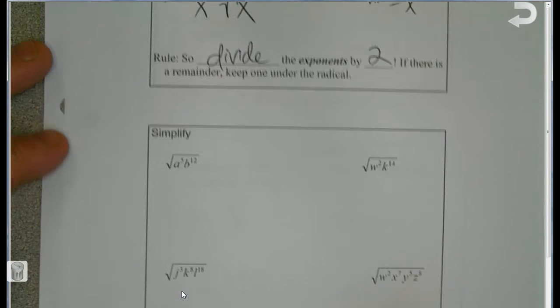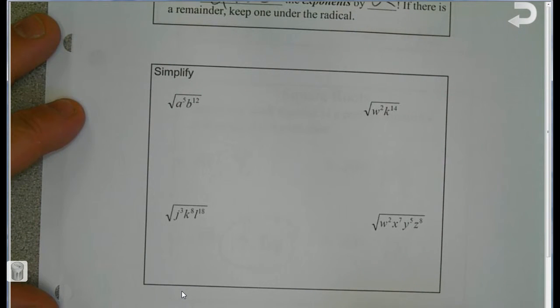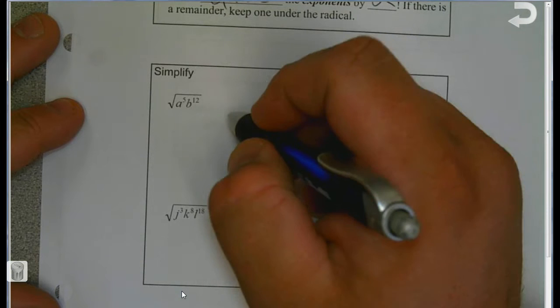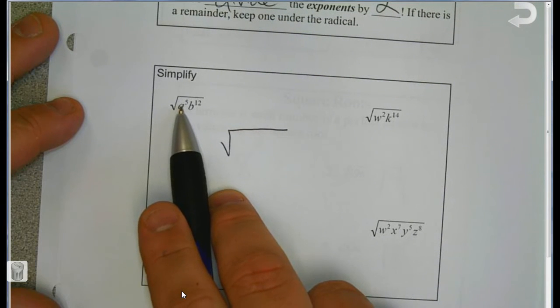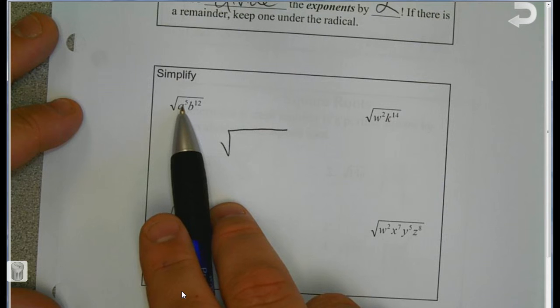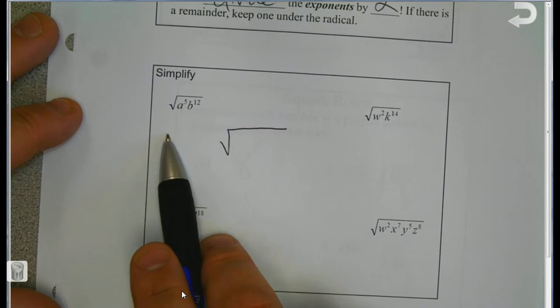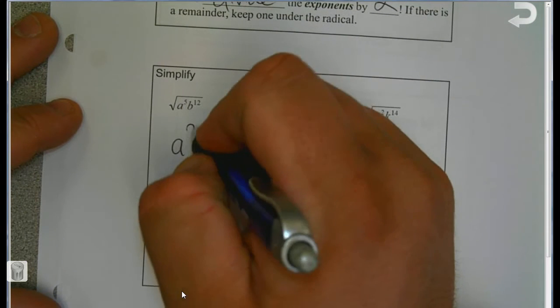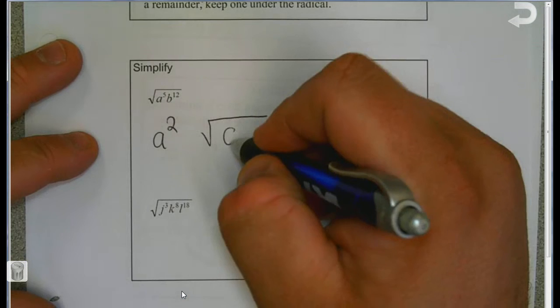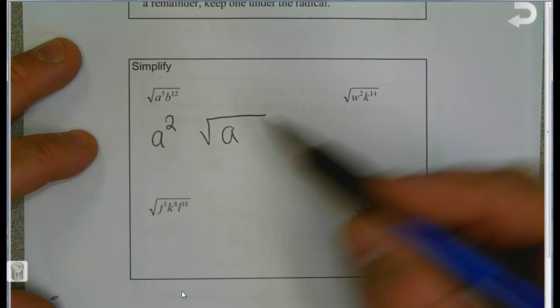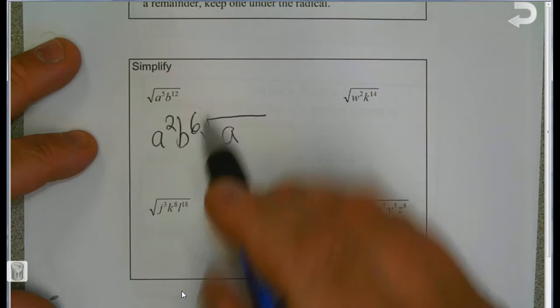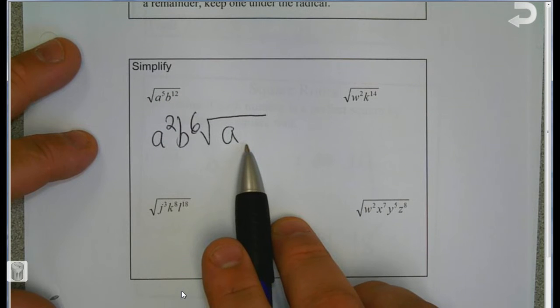So let's apply that to this situation. We're going to put our radical. We have an odd exponent, so we know we're going to have something left under the radical. But a to the fifth divided by 2 is a squared on the outside, and there is an a left over. B to the 12th divided by 2 is b to the 6th on the outside, and there is not a b left over. Okay?